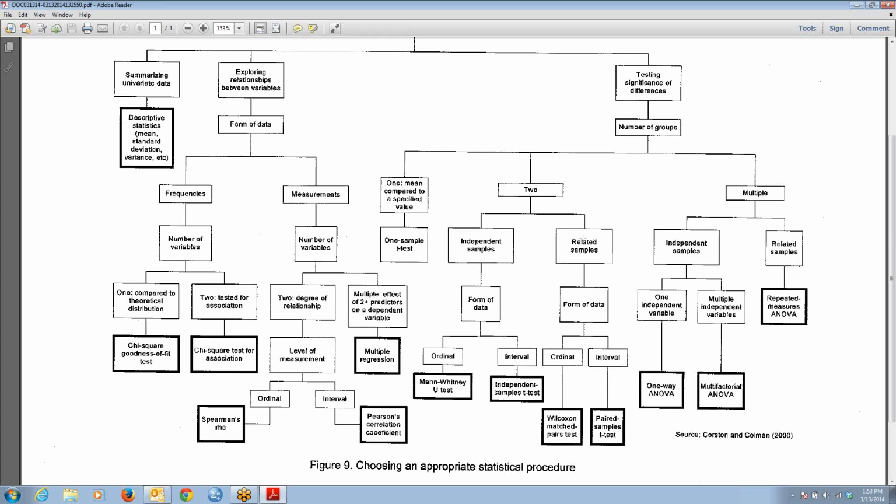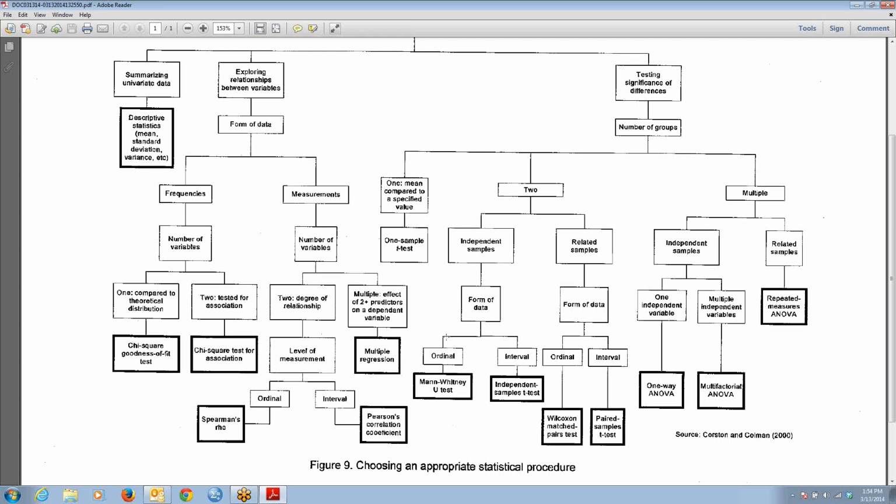For example, pre and post testing after someone takes a class to see if they've learned anything in the class. Okay, so let's go through this leg over here. Two independent samples where you have ordinal data. Let me give you an example.